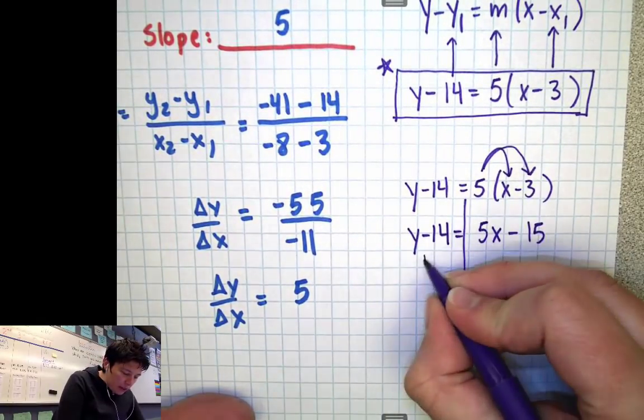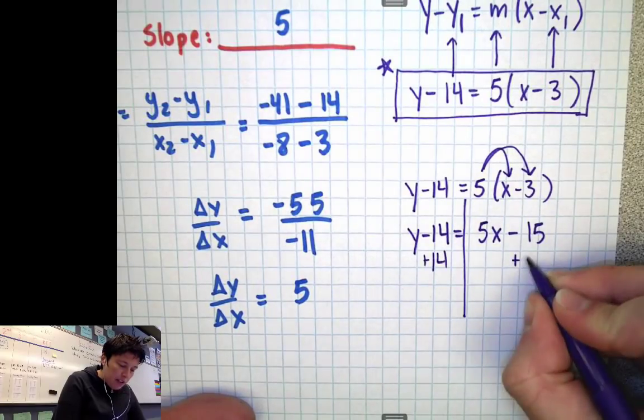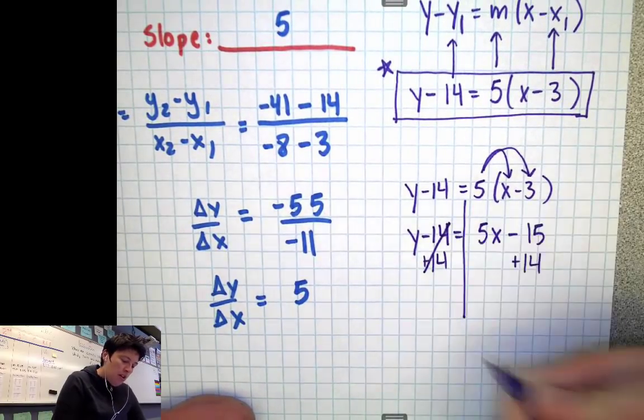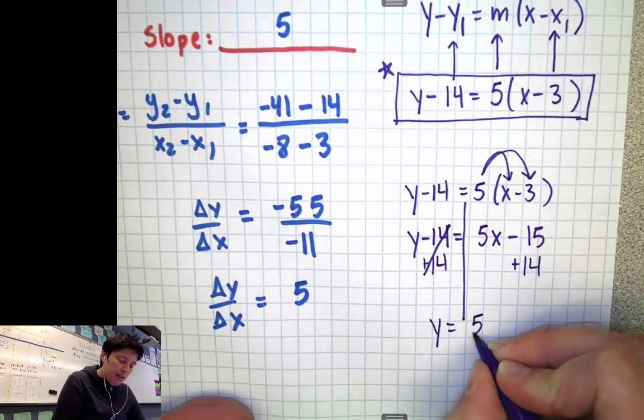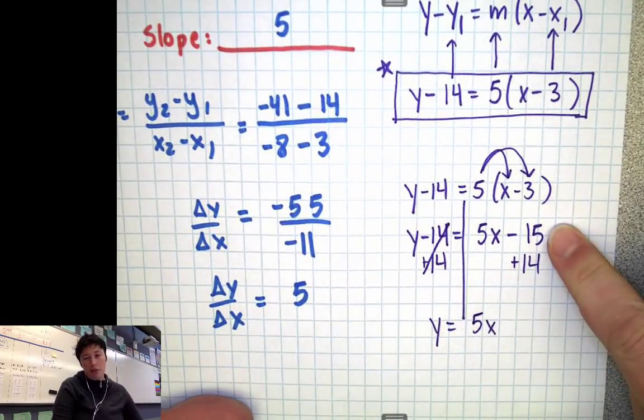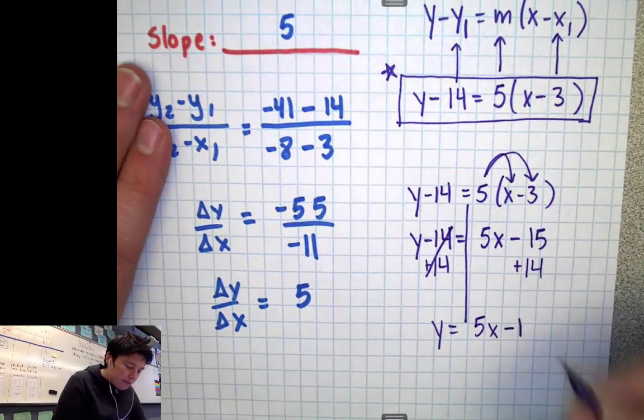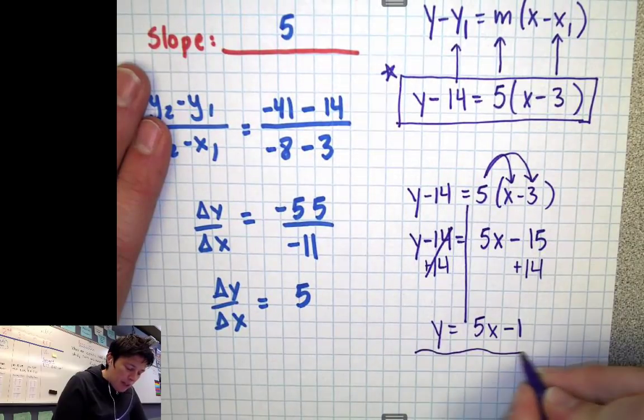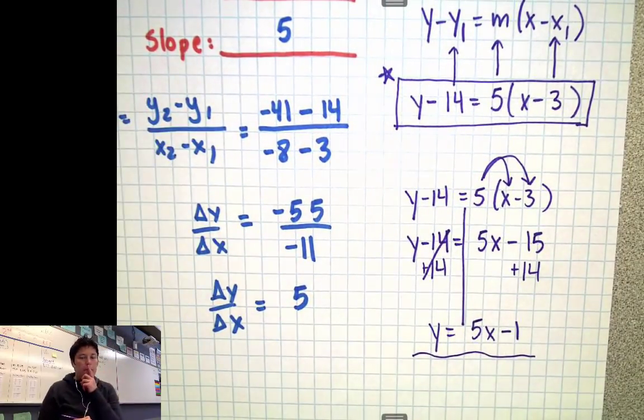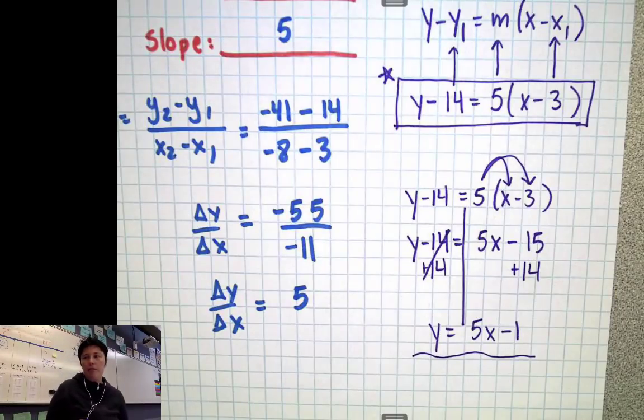Well, let's add that 14 over. So y equals 5x. Negative 15 plus 14, that's not bad, that's -1. So there's my y equals mx plus b. Why am I doing that? Well, I'm doing that for a purpose. We're going to make a proof.